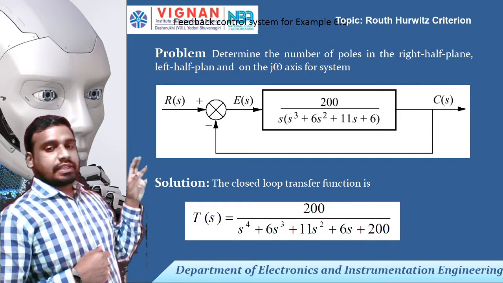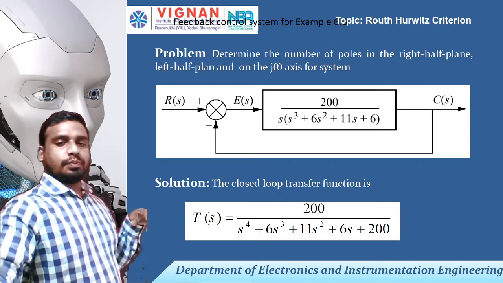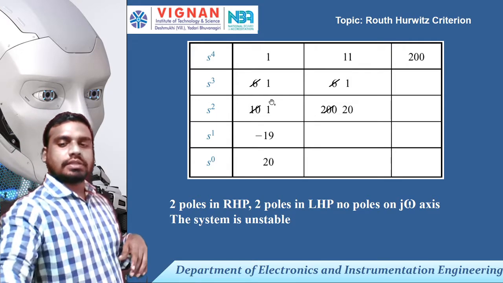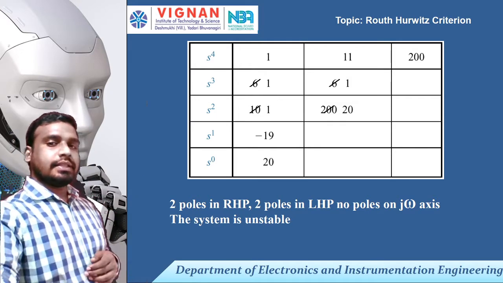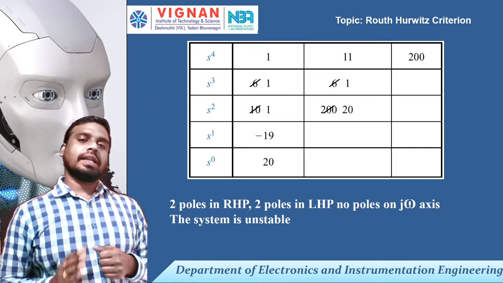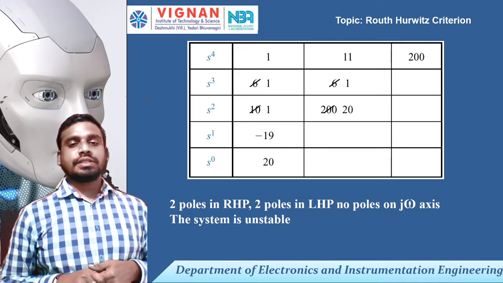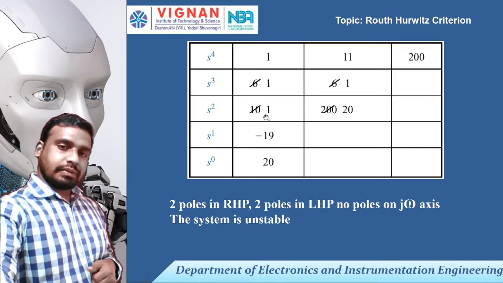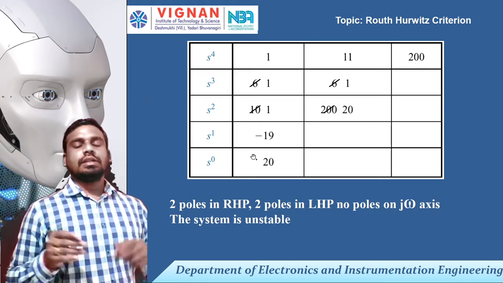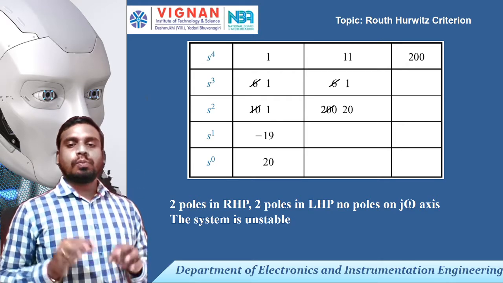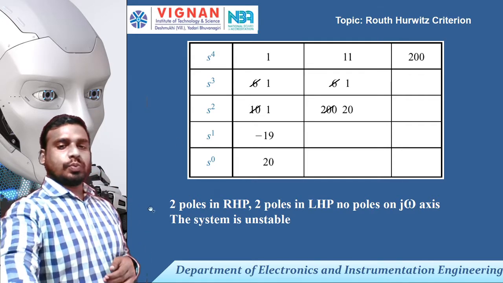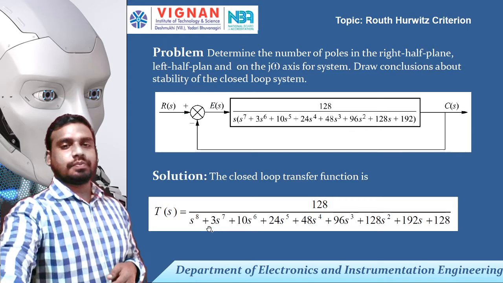So the open loop transfer function is given. We convert it in terms of closed loop and represent it here, and check how many rows the table has. Here in this example, we didn't get any zero in the row. All the elements we are getting are proper real numbers. But there is a sign change here, positive to negative, negative to positive. Sign changes mean two poles on the right hand side, two poles on the left hand side, and no poles on the j omega axis, the imaginary axis. Since there are two poles on the right half of S plane, the system is unstable.